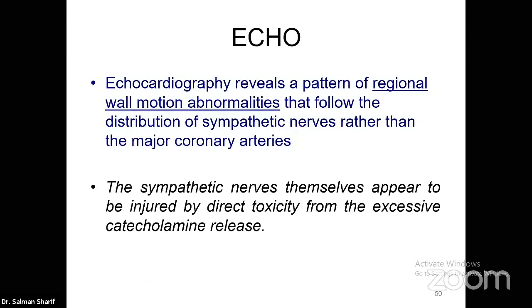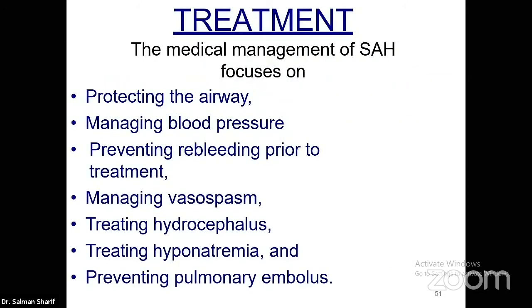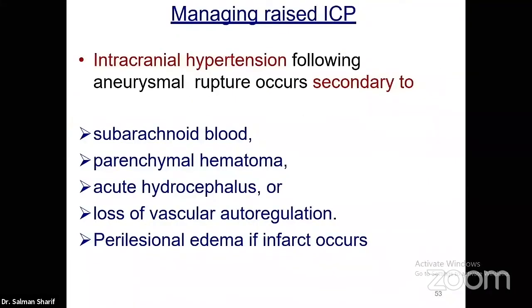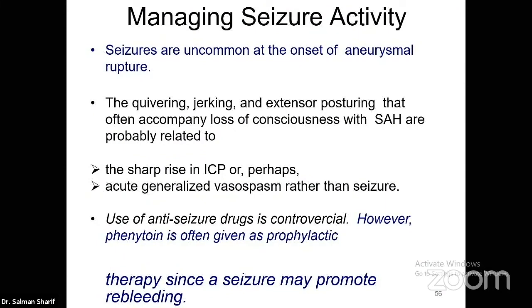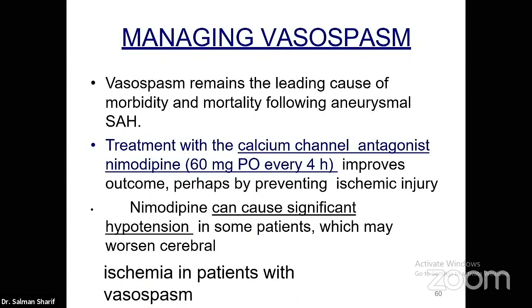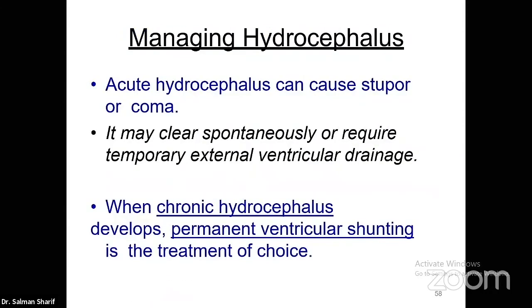So these are the lab investigations, echo, and the treatment. The management of subarachnoid hemorrhage is the same: airway, blood pressure, and preventing rebleed, vasospasm, hydrocephalus, hyponatremia, and pulmonary embolism. Similarly, another complication is seizure, so we have to give prophylactic anti-epileptics. As regards vasospasm, we have to give a calcium channel blocker, nimodipine being the drug of choice. For hydrocephalus, of course, you can go for ventricular drainage by shunt or EVD.